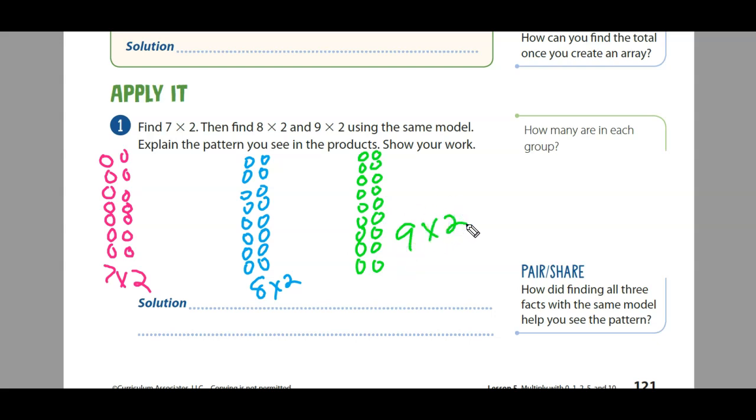Okay. And the way this explains the pattern you see, well, it looks like I'm adding a row each time. I'm just adding one more row, right? So if 7 times 2 is 14, and I added 2 more, what's 8 times 2 then? 16. If I added 2 more, what's 9 times 2? 18.